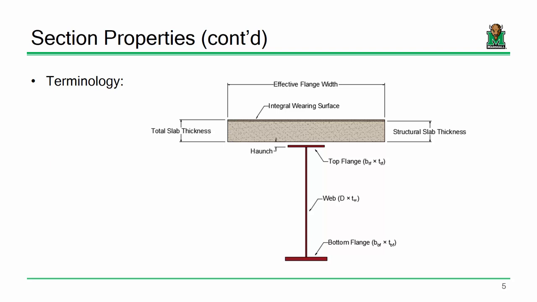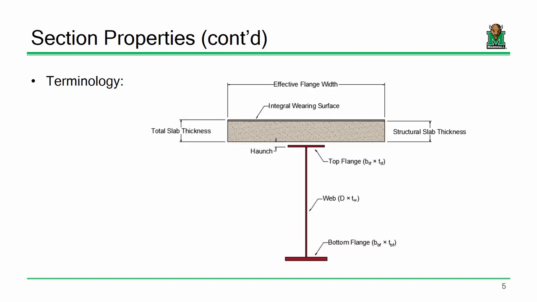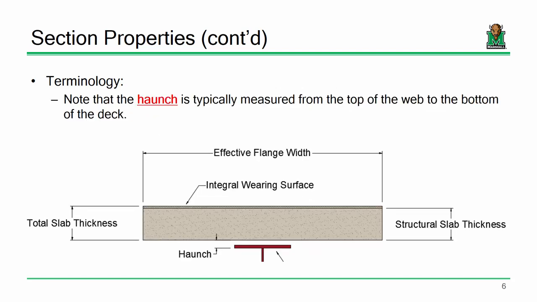Now, what's going on with the deck is going to take a little bit of discussion because I've got this effective flange width, integral wearing surface, total slab thickness, structural slab thickness. We're going to take a little bit of time with that. Okay? So bear with me. All right, so I'm going to zoom into that a little bit and make sure that we're attacking each of these topics one by one. Before I continue, everybody okay with everything so far? Okay, all right. So let's tackle each of these one at a time.